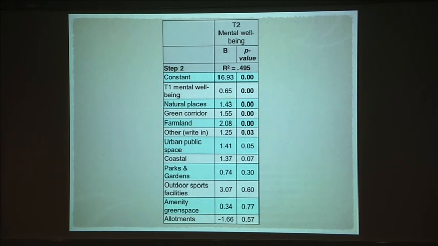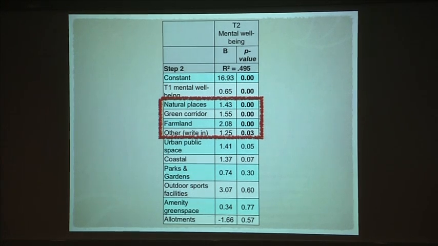This shows you the results from the regression. And first of all, it shows that the regression was significant, that adding the type of environment walked in made a contribution to the prediction of mental well-being at follow-up. The first column shows you the different variables. T1 mental well-being is mental well-being at baseline, and then all the different types of environments walked in with a Walking for Health group. And then the column that's B are the regression weights, and then the p-values are how significant those regression weights are. So just making it easy for you, I've highlighted the ones that are significant.